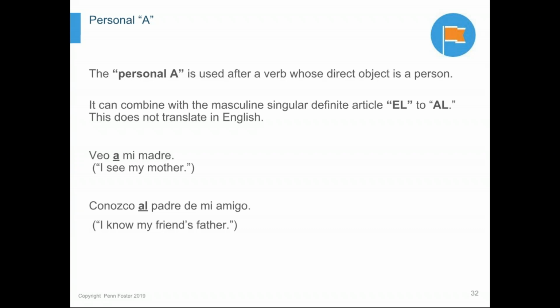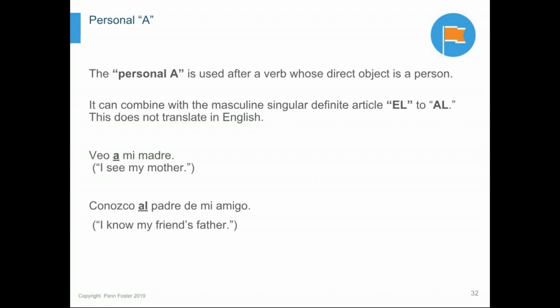When a person is the direct object of a sentence, when you can answer whom somebody sees or knows, as you can see in those 2 examples below, then a form of the preposition, the personal a, is required. We don't think about it in English because there's nothing like this in the English language. In that first example, I see my mother. You have your subject, your verb, your object. Subject I, verb see, my mother being the object. However, since my mother is whom I see, the personal a is needed in Spanish before that object.